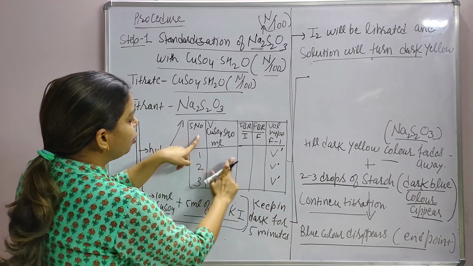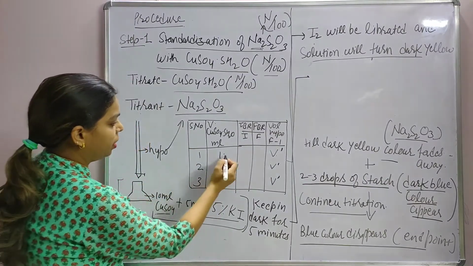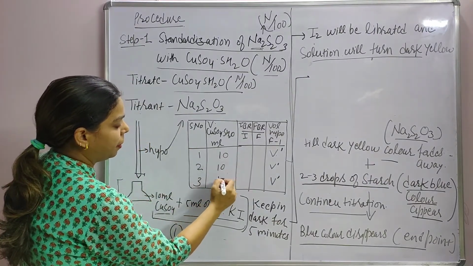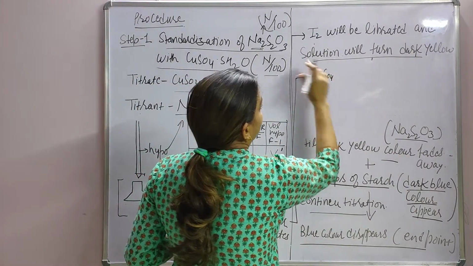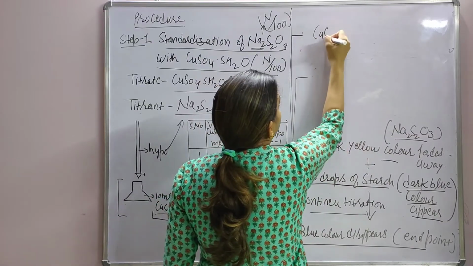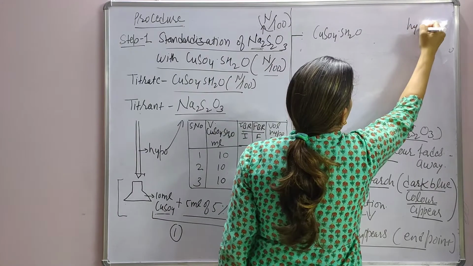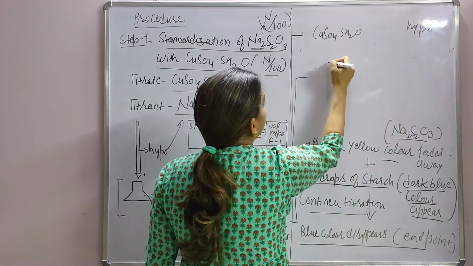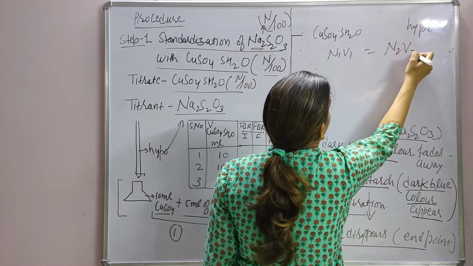So initial volume of copper sulfate, normally we take 10 ml, yes we took 10 ml here. So we apply this side copper sulfate, you will have copper sulfate this side, and here hypo. So we can write N1V1 is equal to N2V2.